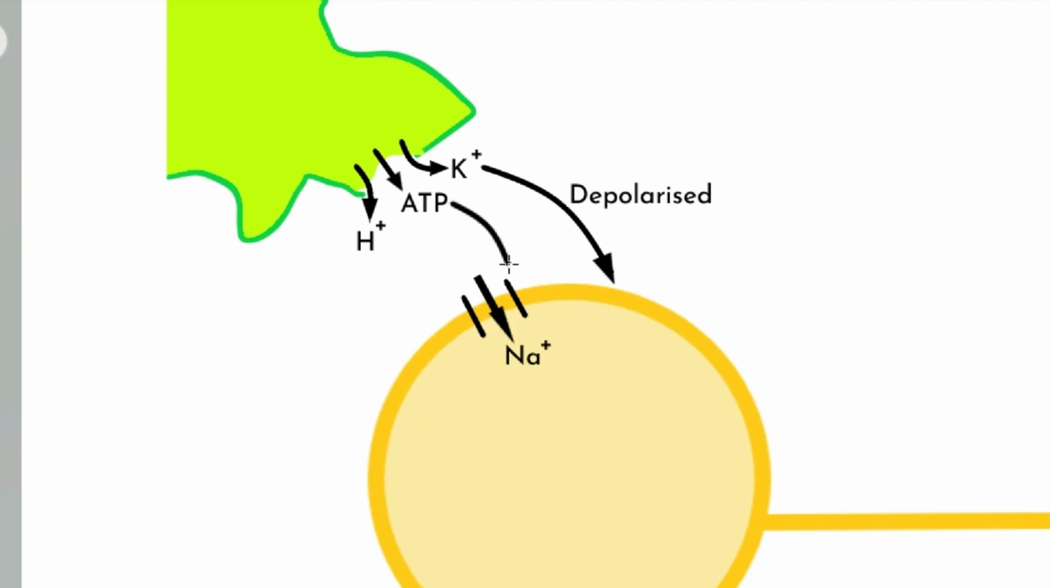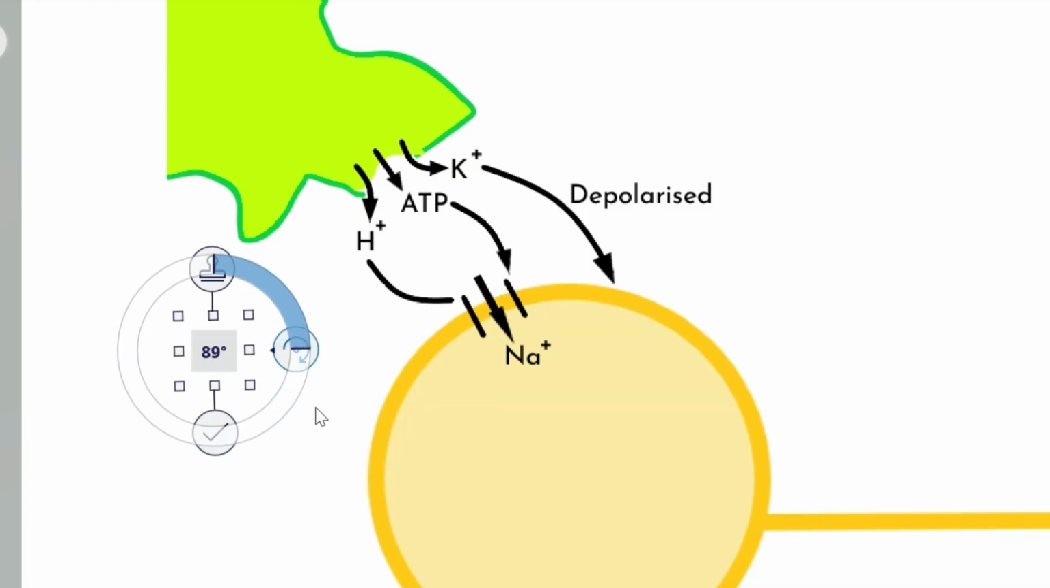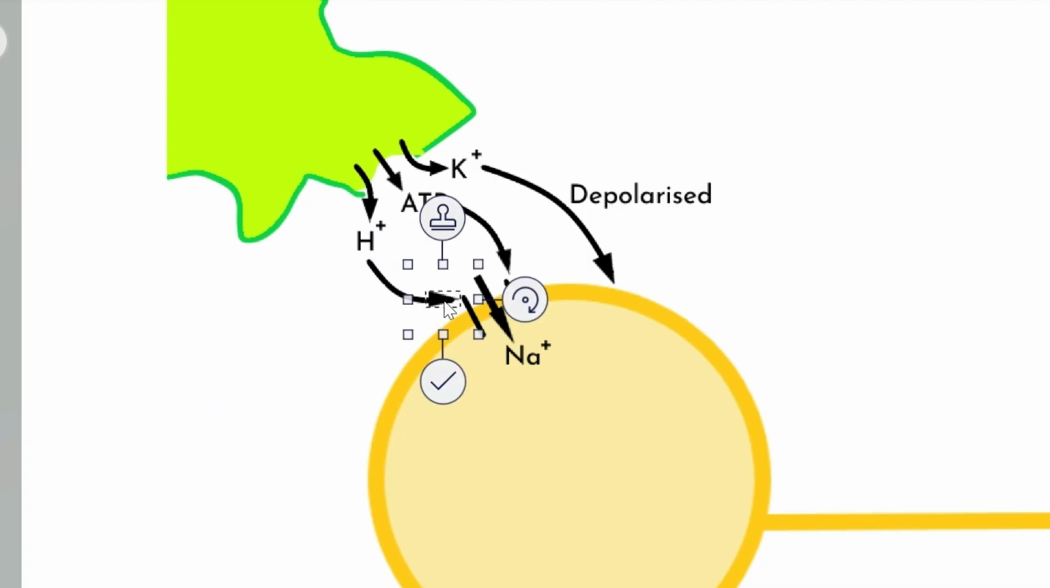So this is the ATP here acting on the sodium channel. You can have hydrogen atoms acting on the sodium channel there. But the acid can also do other things as well.